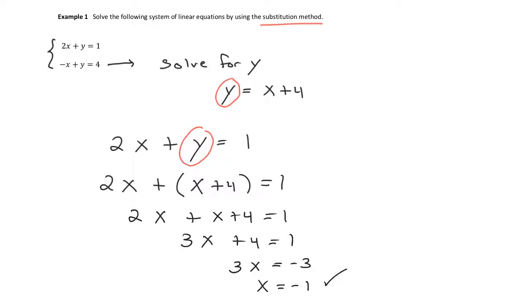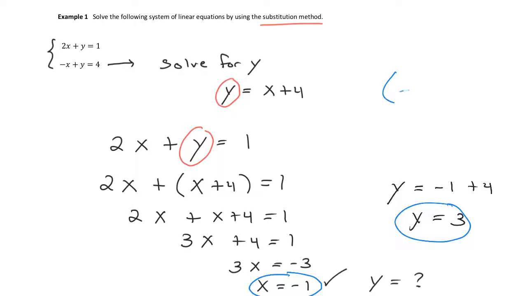Now you need to know what the corresponding y value is too, but we have this equation here that connects my x values and y values. So to solve for y, I'm going to put -1 in place of this x. So from here we have y is equal to -1 plus 4, and therefore y is equal to 3. So we got x is equal to -1, y is equal to 3, and this matches up with our previous example.